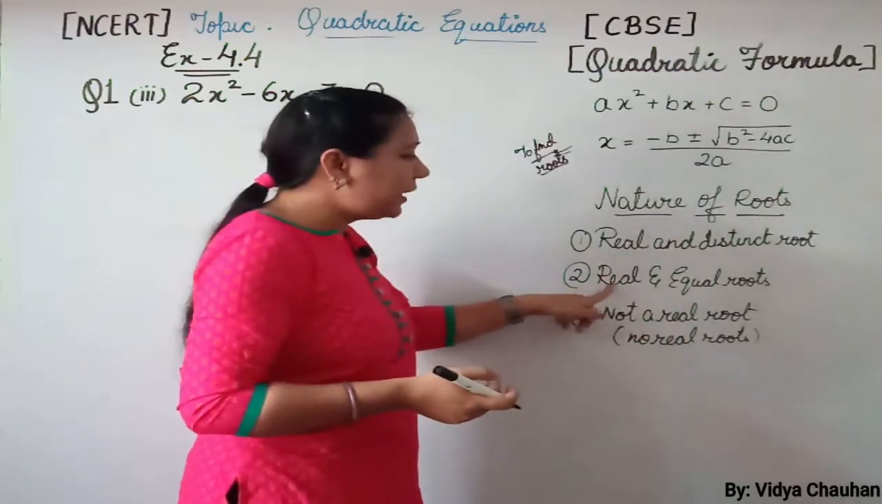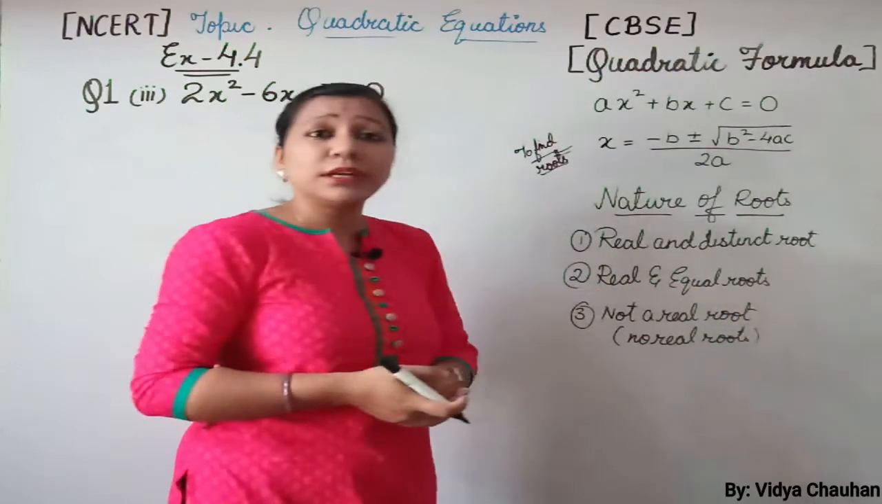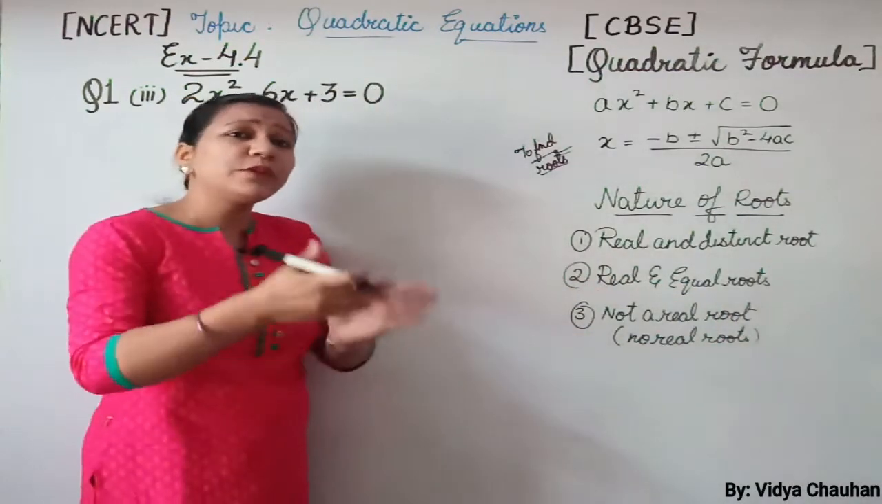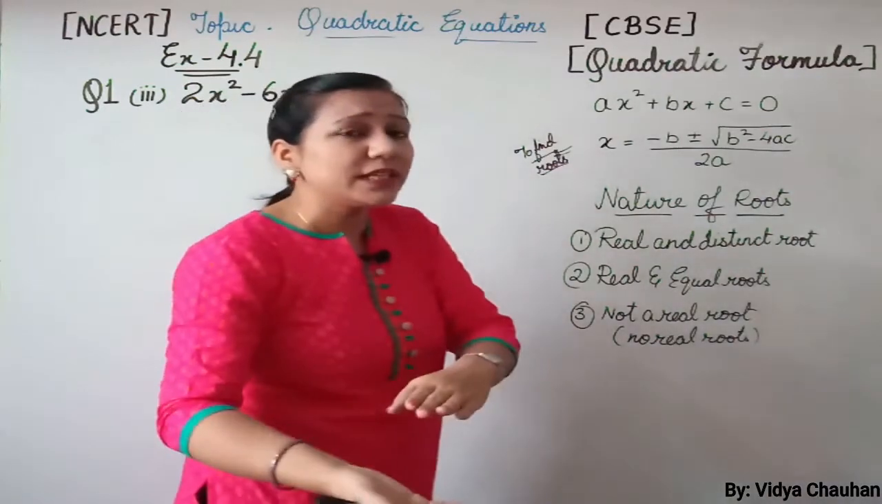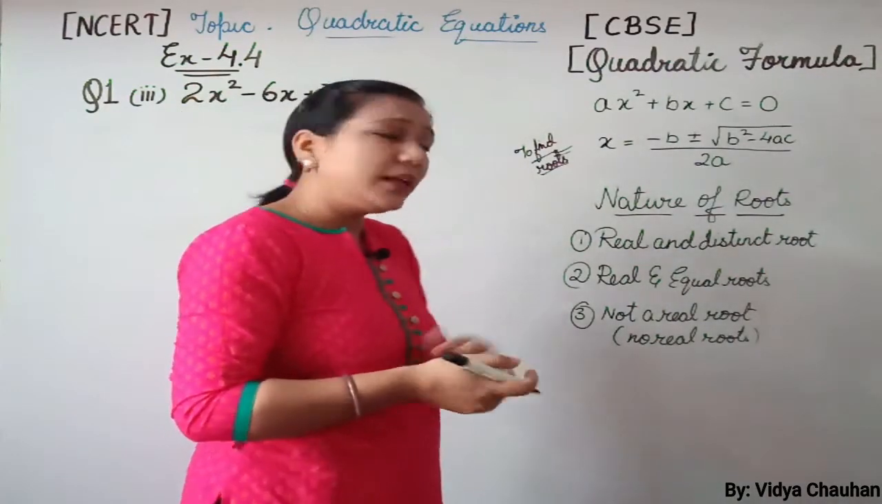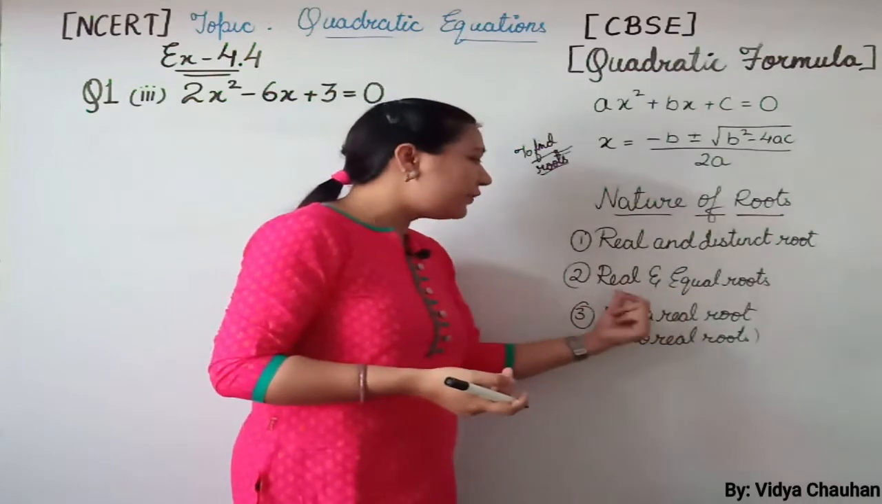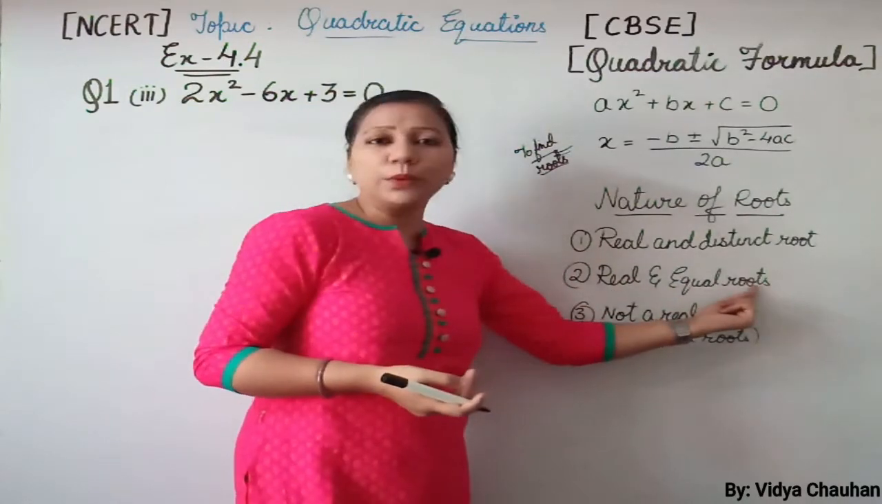Second case is real and equal roots. Suppose you are getting x is equals to minus 2 and the second root also as x is equals to minus 2. Then that is our second nature of roots, which is real but equal roots.